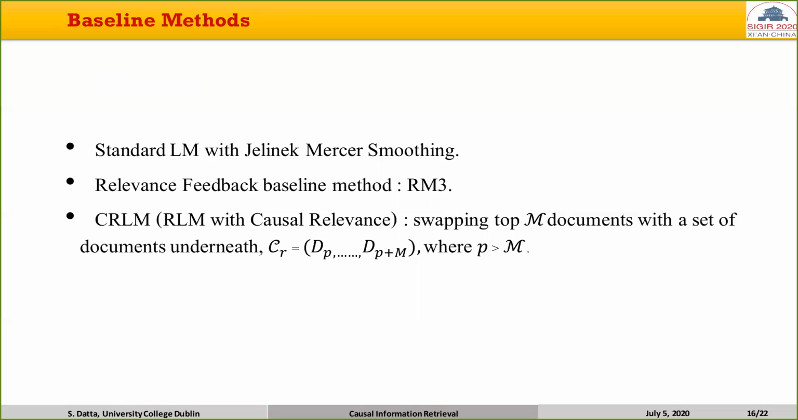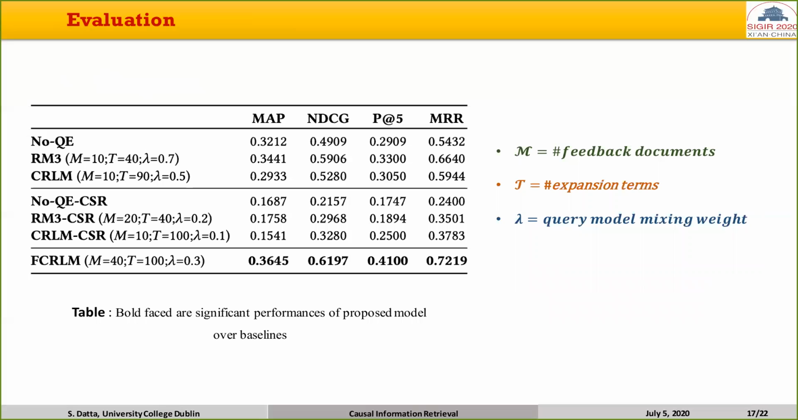This is nothing but we actually swapped the top n documents with a set of documents underneath, with the intention that the documents beyond the top retrieved ones would be useful to estimate causal relevance. For more details, I would like to request you to go through our paper. This table shows the comparison of retrieval effectiveness between FCRLM, our proposed model, and all other baselines. As you can see, improvements with FCRLM are found to be statistically significant.